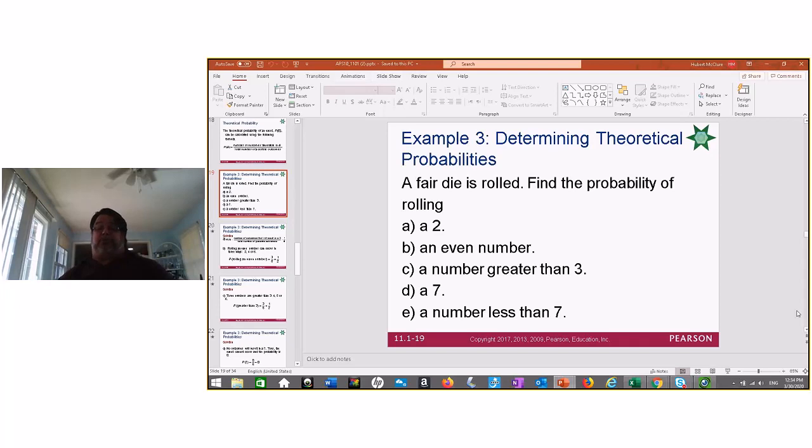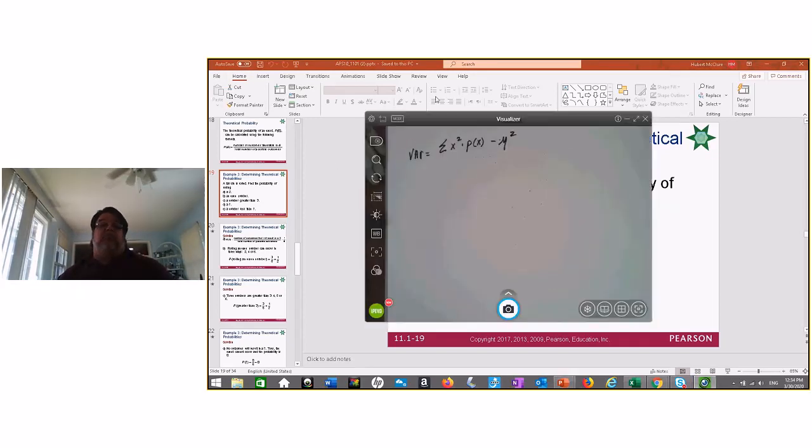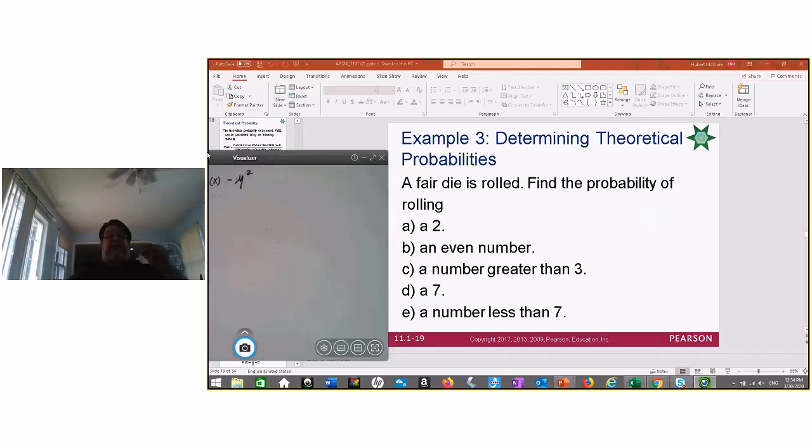Now I'm gonna pull up the, go ahead and write this slide down. I'm gonna bring in my visualizer. I'm gonna move it to the side. Go ahead and write that slide down.